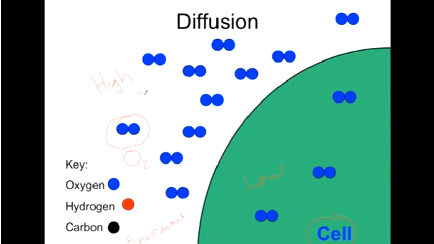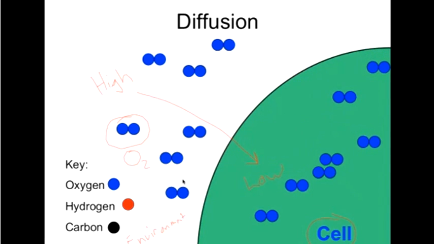And with diffusion, things just naturally move from a high concentration to a low concentration without any energy being used. There we go. So it went from a high concentration to a low. And once this evens out, diffusion slows down or stops. And if the concentration ever becomes higher inside the cell, then those oxygen molecules would move outside to even out the concentration, and that's diffusion.